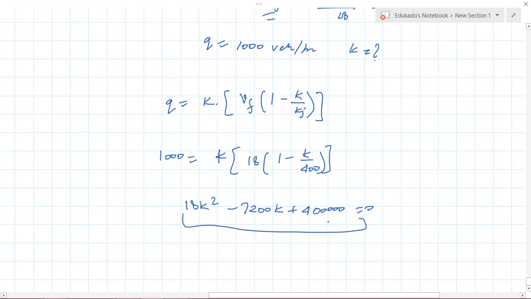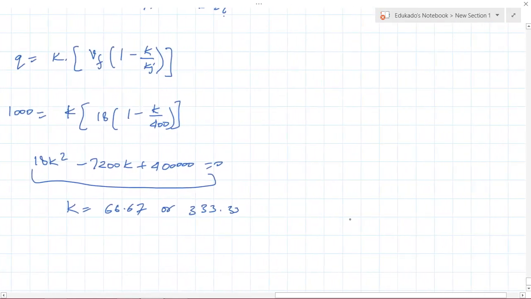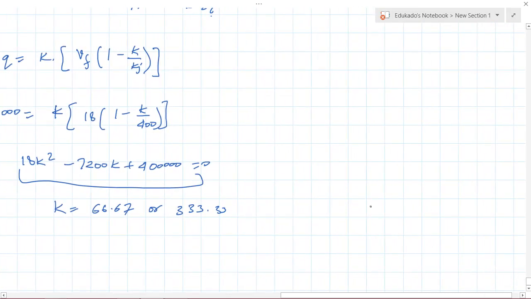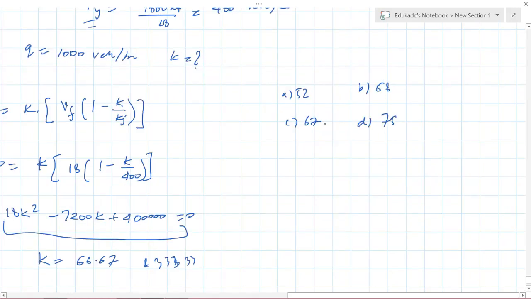If you solve this quadratic equation, the value of k will be either 66.67 or 333.33. Now you need to consider only one of these two values. The options given were A 52, B 58, C 66, D 75. So after seeing the options you can directly take 66. But if it's a fill in the blank question, you need to be sure which value to use.